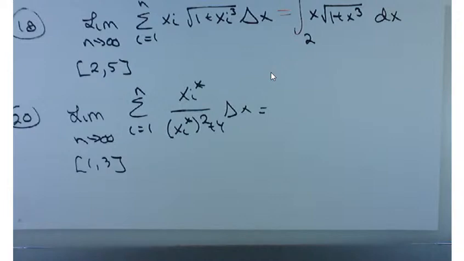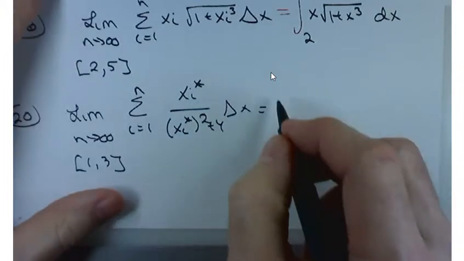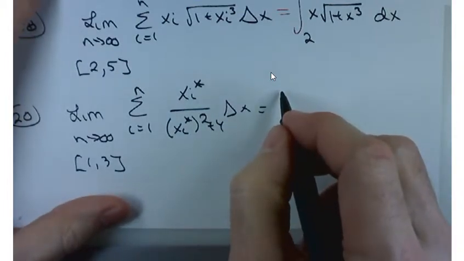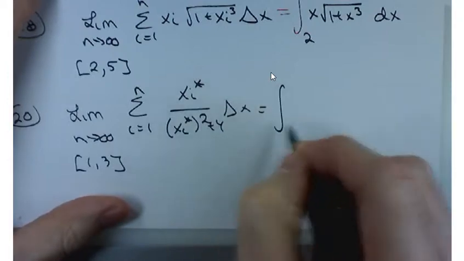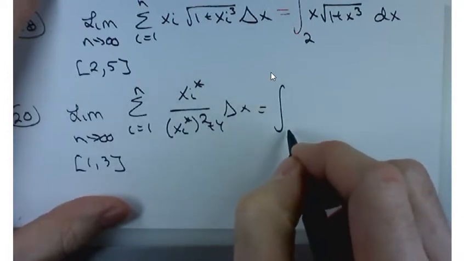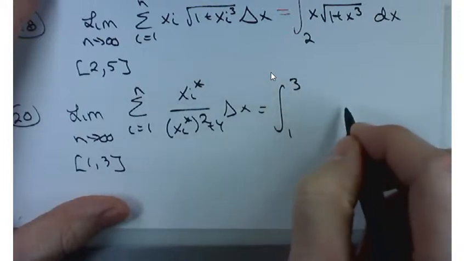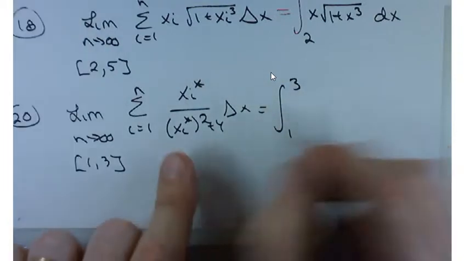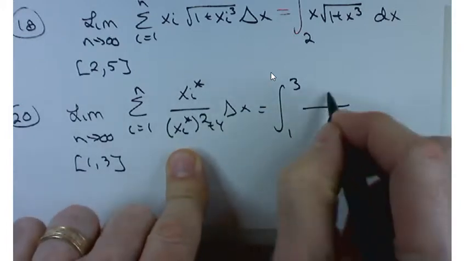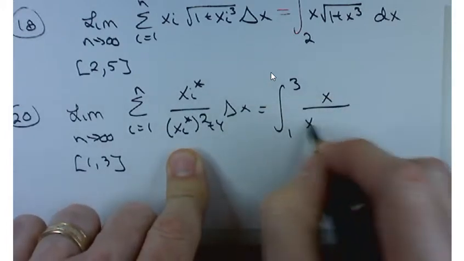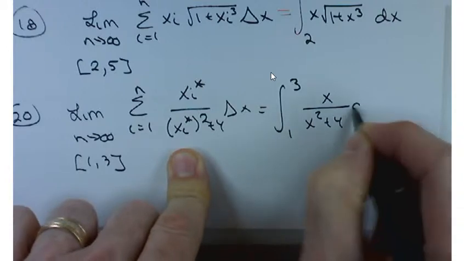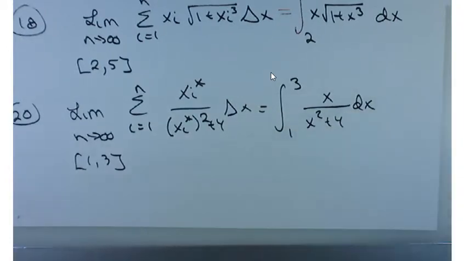Takers on that one? All right. Integral? Good. It's x over x squared plus 4, and then, yeah, that's it. That's exactly right. Cool. Thank you.